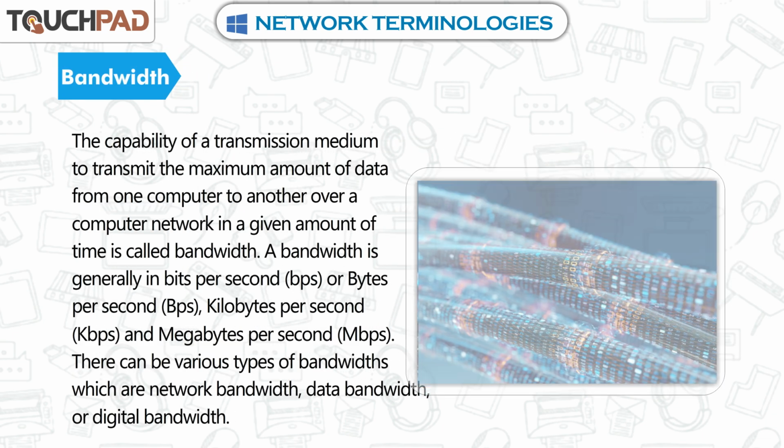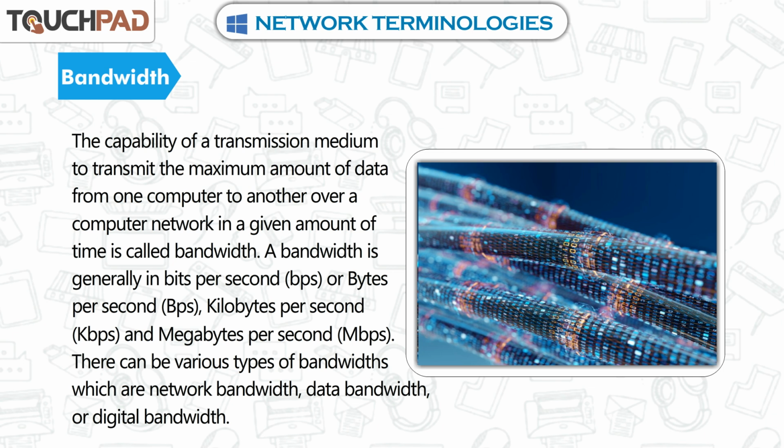Bandwidth. The capability of a transmission medium to transmit the maximum amount of data from one computer to another over a computer network in a given amount of time is called bandwidth. A bandwidth is generally measured in bits per second (bps), bytes per second (Bps), kilobytes per second (kbps), and megabytes per second (mbps). There can be various types of bandwidths, which are network bandwidth, data bandwidth, or digital bandwidth.